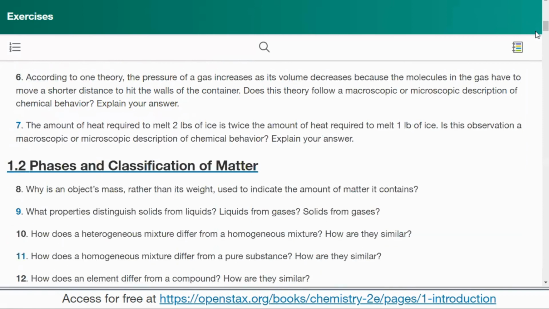And then finally, the last even question. According to one theory, the pressure of a gas increases as its volume decreases because the molecules in the gas have to move a shorter distance to hit the walls of the container. Does this theory follow a macroscopic or microscopic description of chemical behavior? Explain your answer.